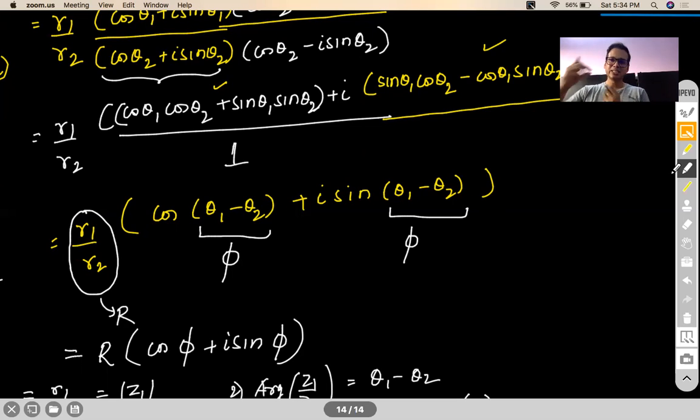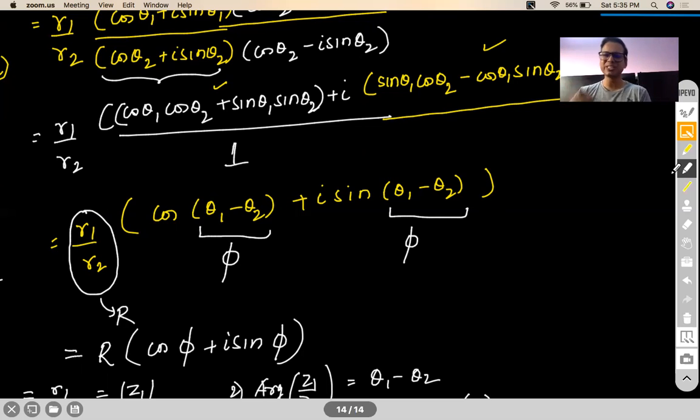Second thing is, the modulus in case of multiplication got factored by R2. In this case, it will get divided by R2. R2 is the modulus of Z2. Are you understanding what is happening? So you are rotating it clockwise and reducing it by R2 factor.